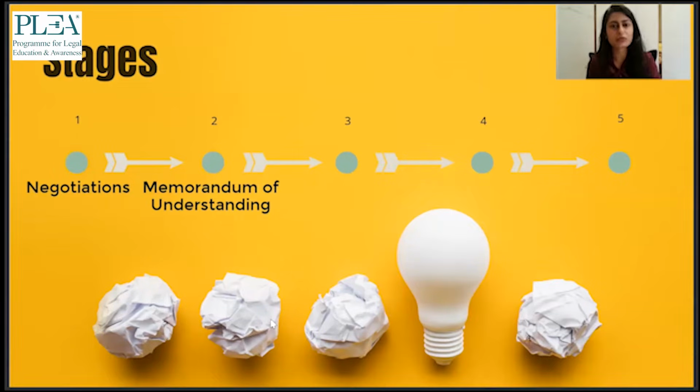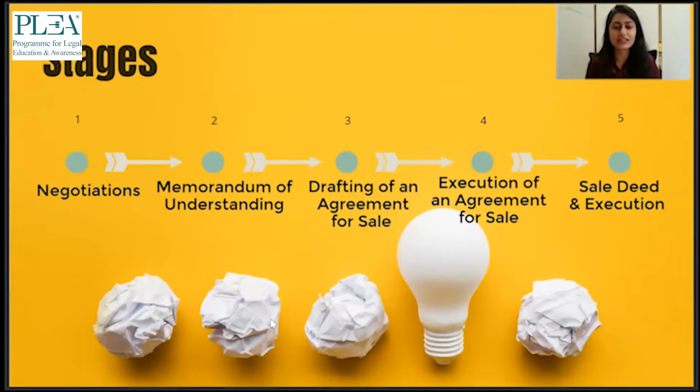So if you are giving some token amount, then you always have to prepare one memorandum of understanding, which depends upon the parties. If there are very good relations, you prepare or you don't prepare. But as a lawyer, you should always tell your client to please prepare an MOU, which will be very important for further transactions, further set of documents. So negotiations, memorandum of understanding is the second stage. Then comes a very important thing, the agreement for sale and sales deed.